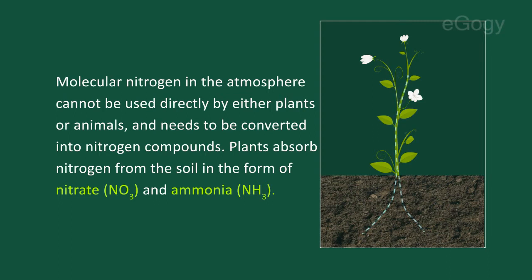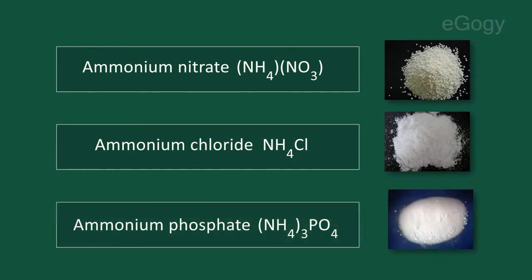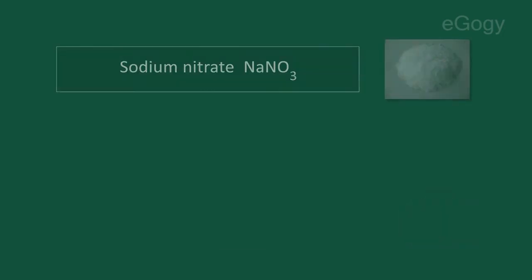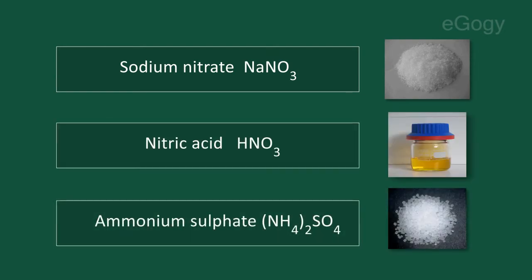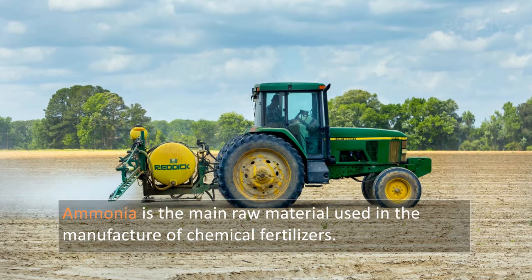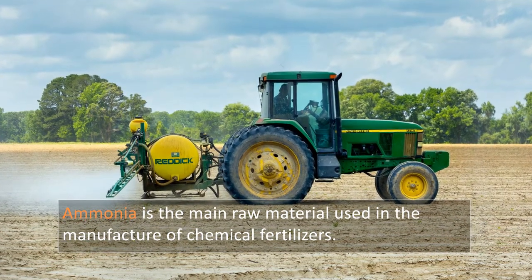Plants absorb nitrogen from the soil in the form of nitrate and ammonia. Ammonium nitrate, ammonium chloride, ammonium phosphate, sodium nitrate, nitric acid, and ammonium sulphates are some important nitrogen compounds. Ammonia is the main raw material used in the manufacture of chemical fertilizers.